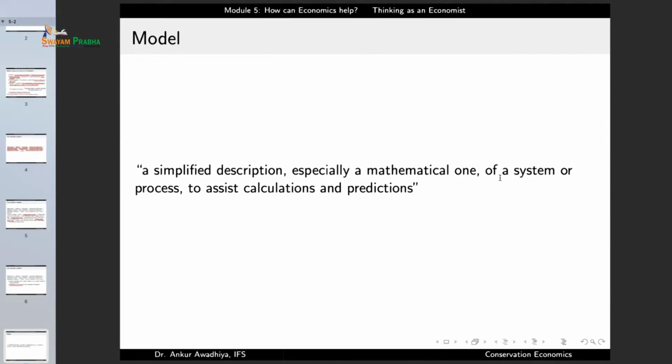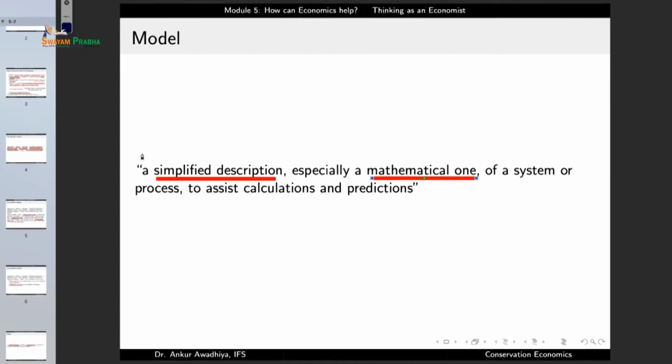A model can be defined as a simplified description, especially a mathematical one, of a system or a process to assist calculations and predictions. So it is a simplified description. So you are removing most of the complexity, especially a mathematical one. Now, why do we prefer mathematical models? Because a mathematical model makes it much easier to predict things. It has a better predictive power.